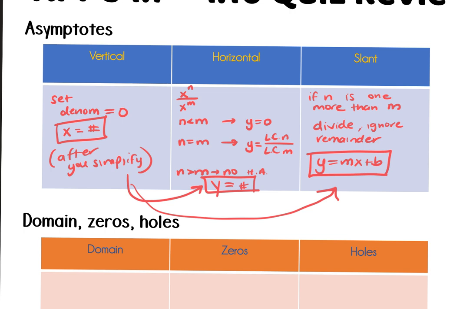So there's 2 things you get from before you simplify. One is the domain, and the second would be if there's a hole, the x coordinate of your hole. Those are the only things you get before you simplify. After you simplify, everything else uses the new simplified function. Questions on any of that stuff?